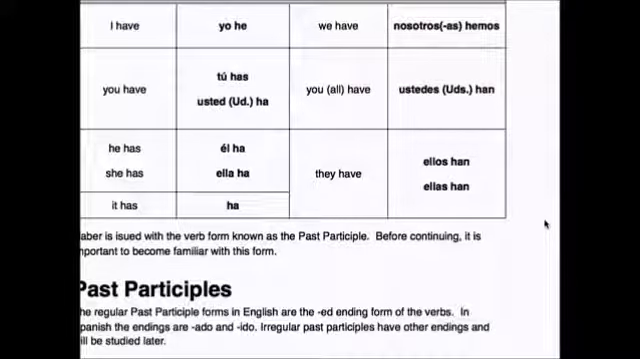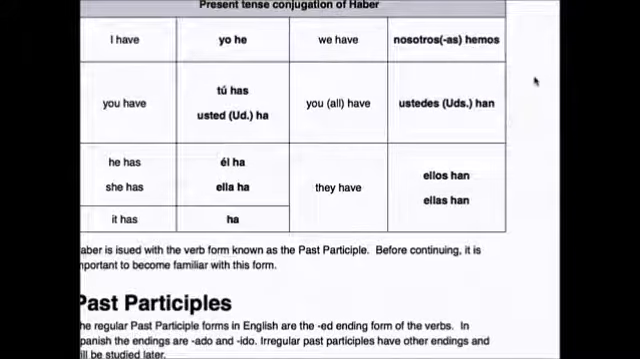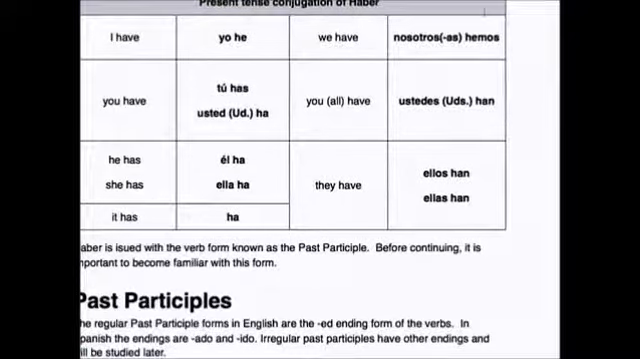Yo he hablado. You have spoken? ¿Cómo dice you have spoken? Tú has hablado. Has hablado. Formal, you have spoken? Usted ha hablado. He has spoken? Él ha hablado. Correcto. She has spoken? Ella ha hablado. Correcto. We have spoken? Nosotros hemos hablado. Es correcto.